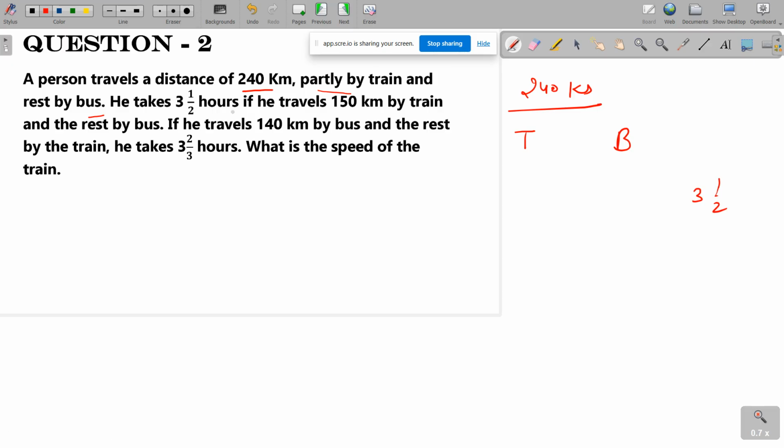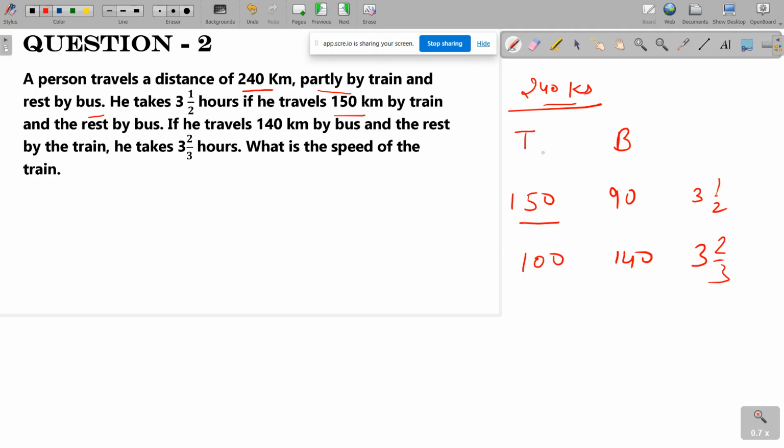Sorry, 3.5 hours, not 300, 3.5 hours. If he travels 150 kilometers by train and rest by bus, then out of 240, if 150 is covered by train, how much distance is covered by bus? It is 90 kilometers, right? And if he travels 140 kilometers by bus and rest by train, how much is the rest? 100 kilometers. He takes 11 by 3 hours. What is the speed of the train?